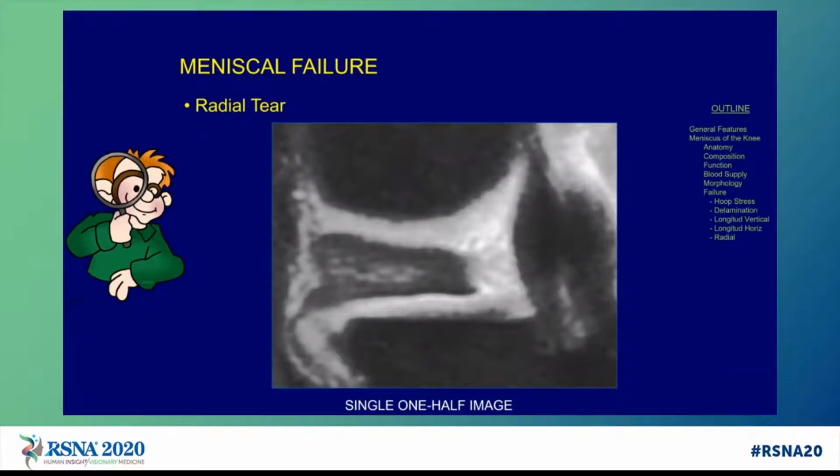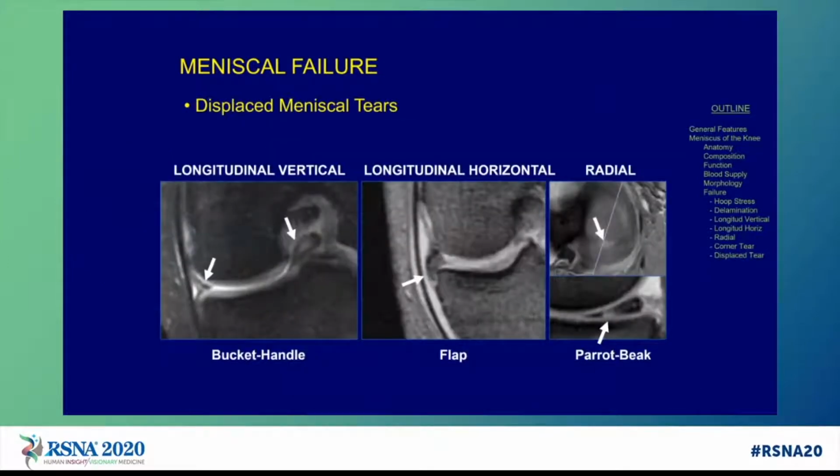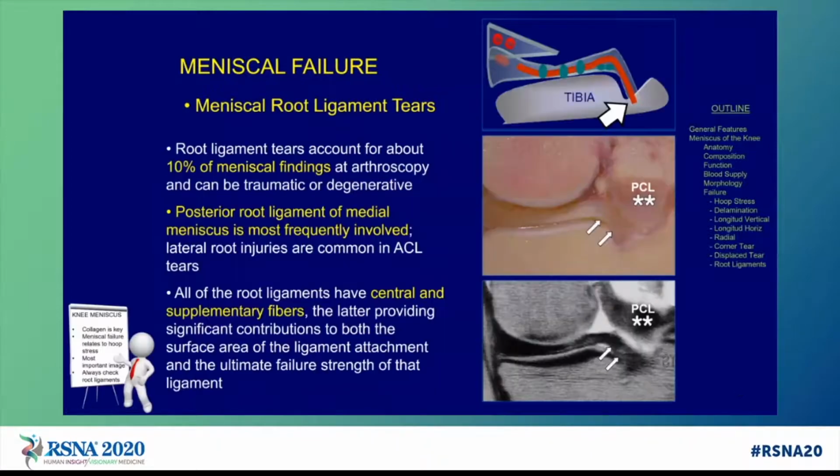Study that particular region. With regard to displaced meniscal tears, I would just indicate to you that a displaced longitudinal vertical tear is a bucket handle tear. A displaced longitudinal horizontal tear is a flap tear. Here you can see it extending down, eroding the tibia. And as we've already talked about, a displaced radial tear is a parrot beak tear.